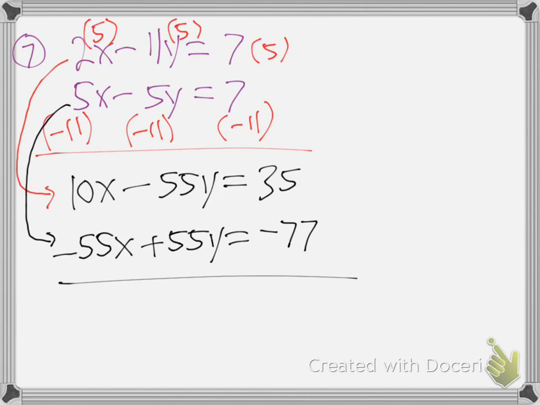And now we add them up. What's that going to be? Minus 45x. The y's drop out. Minus, what's that? 42. So that 42 is minus, right? 35 minus 77 is going to be negative. So then two negatives, positive, right?